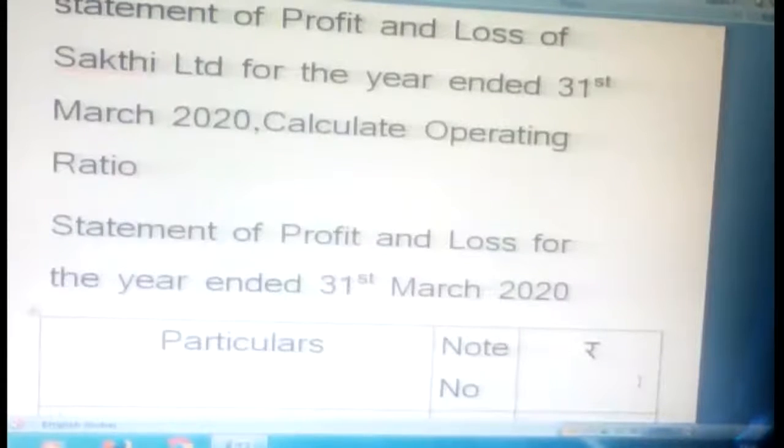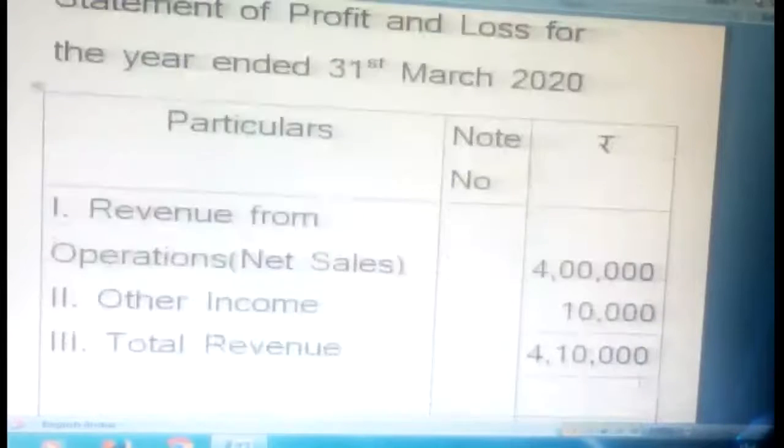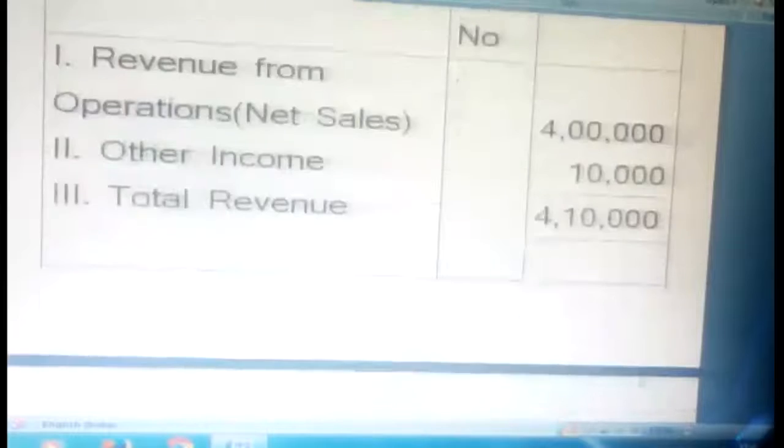Okay, here is the statement of profit they have given, as on 31st March 2020, from the format of the statement. Revenue from operations, nothing but sales, 4 lakhs. Then other income 10,000. Total revenue 4 lakh 10,000.